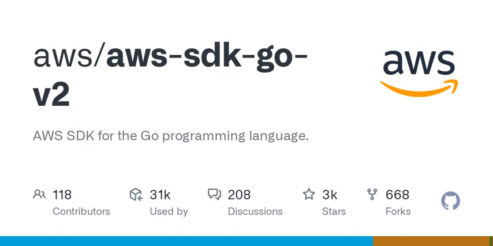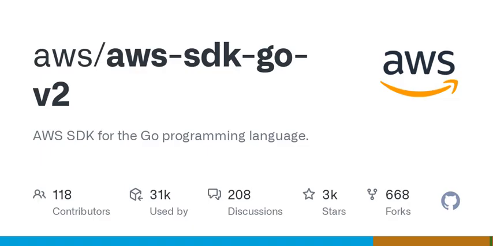I'm your host, and today we're diving into an exciting topic, the AWS SDK for Go v2. If you're a developer or just tech curious, you might have heard about this powerful toolkit, but what is it and why should you care? The AWS SDK for Go v2 is essentially a software development kit that allows you to interact with Amazon Web Services APIs using the Go programming language.